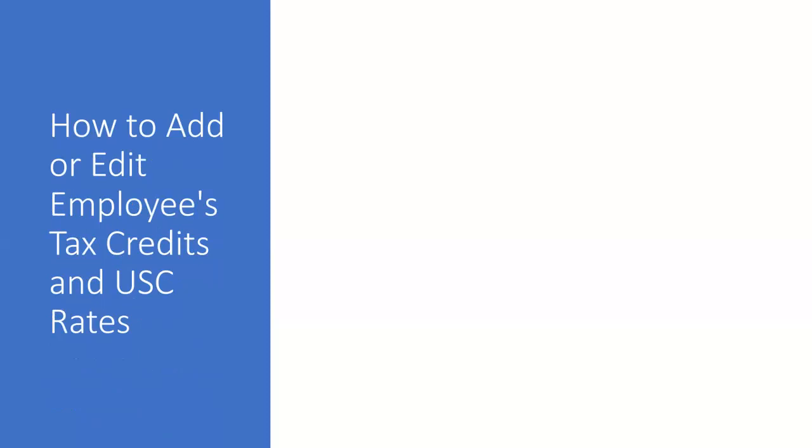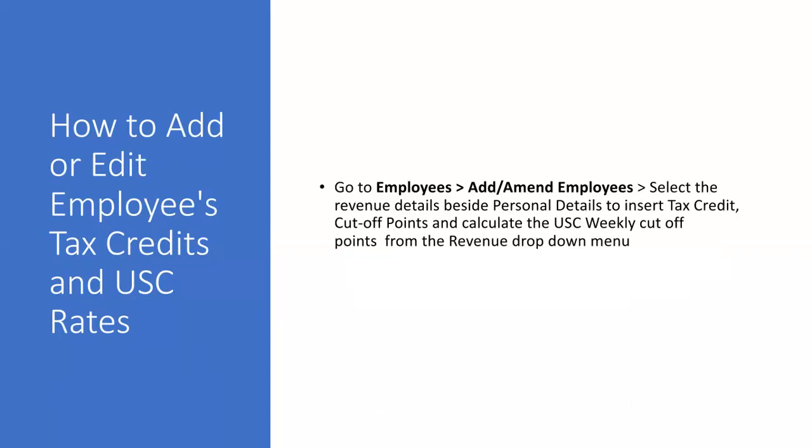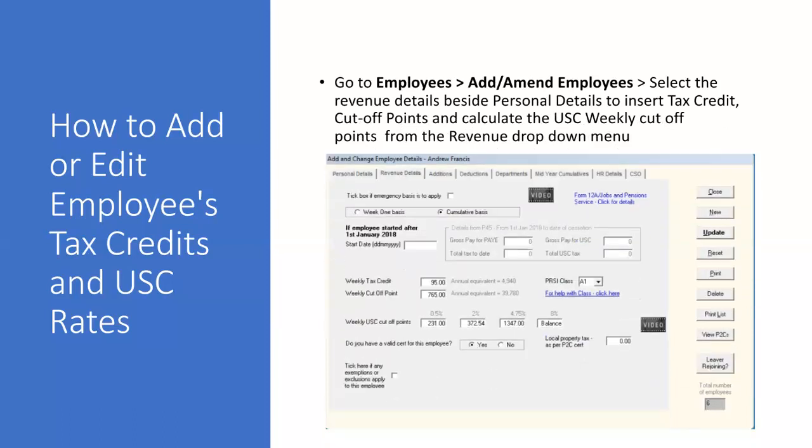This slide now tells us how to add or edit employees' tax credit and USC rates. Go to Employees, Add and Amend Employees. Select the revenue details, which is here. Beside personal details, click here. And then insert tax credit cut-off points and calculate the USC weekly cut-off points from the revenue drop-down menu.